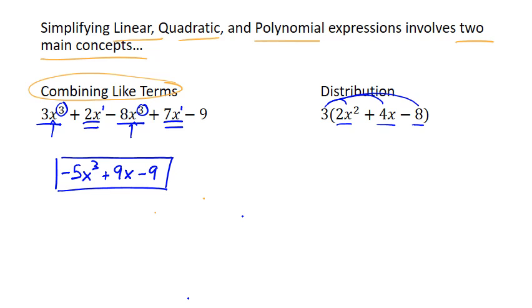So multiplying that in, I simply multiply the like pieces. So 3 times 2 is 6, so this becomes 6x squared. 3 times 4x becomes 12x, and 3 times negative 8 becomes negative 24. So this is the simplified form after doing the distribution. Now, more often than not, we're going to end up seeing both of these concepts, combining like terms and distribution, involved in the same problem.